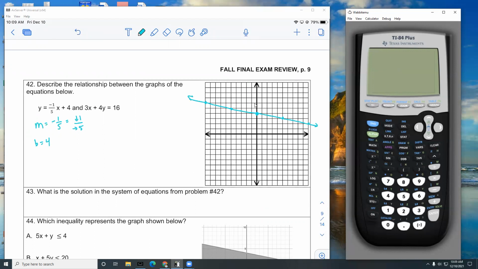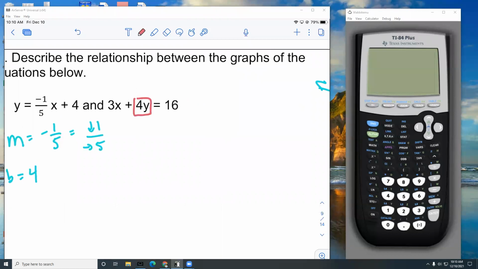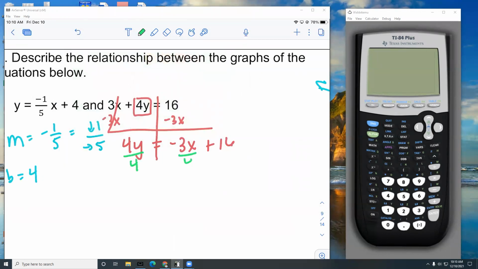Okay, for this second equation, I actually have to solve for y. So let's subtract 3x from both sides. And I get 4y equals negative 3x plus 16. And I'm going to divide everything by 4. So I get y equals negative 3 over 4x, and then 16 divided by 4 is 4.